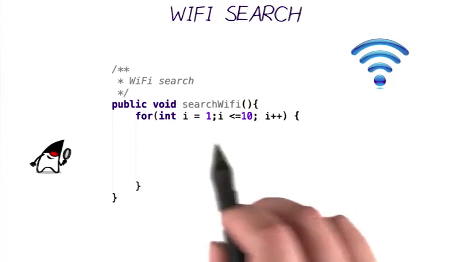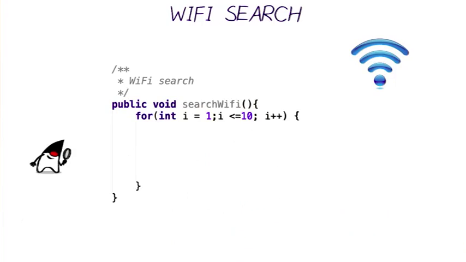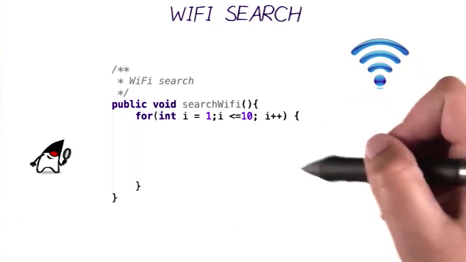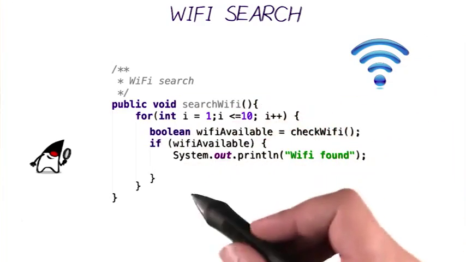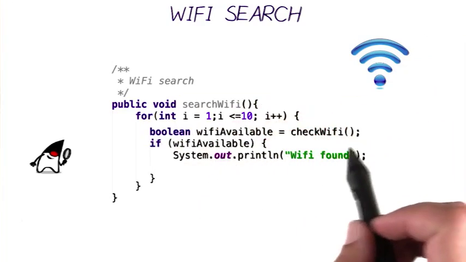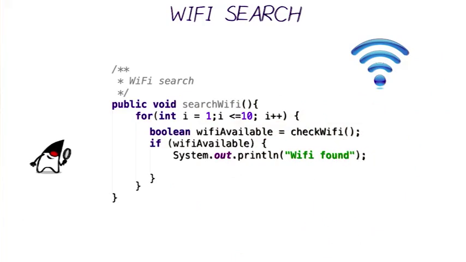So we build a loop that starts i from 1 all the way until 10 and increments by 1. So this is going to repeat whatever is inside that loop exactly 10 times. Inside our for loop, we will be calling this function, which is called checkWifi. Imagine that this function actually performs the Wi-Fi search and returns true if it actually found one.